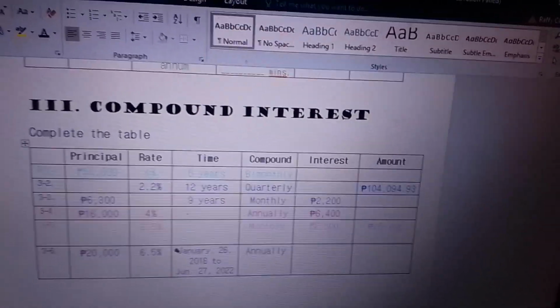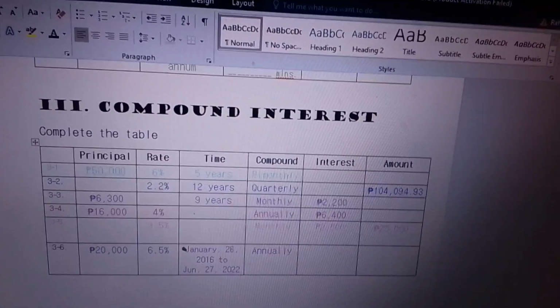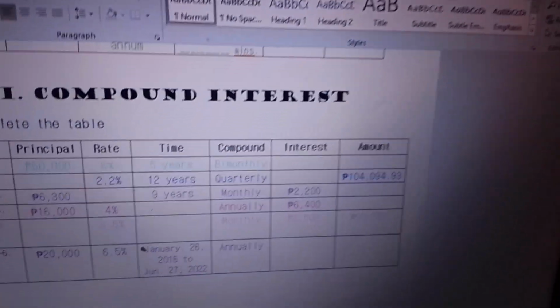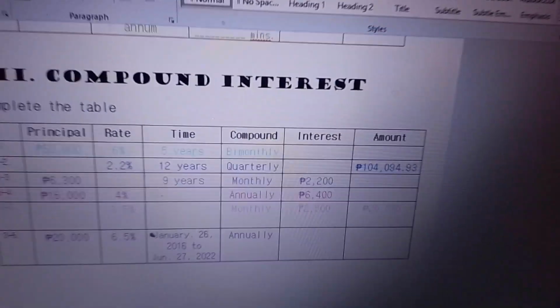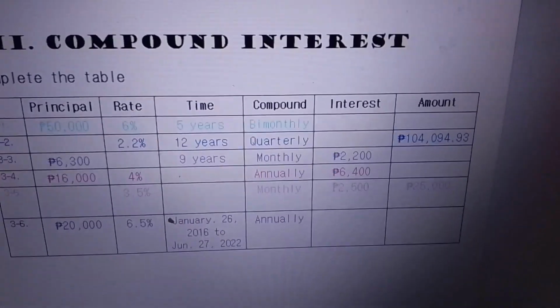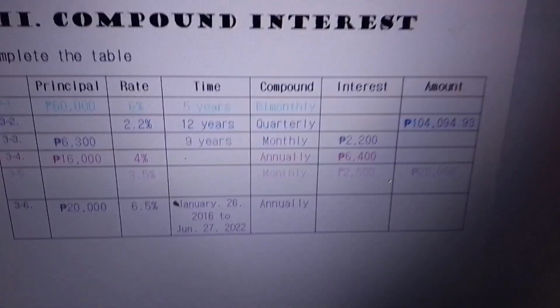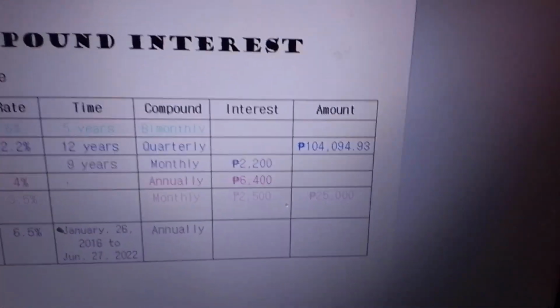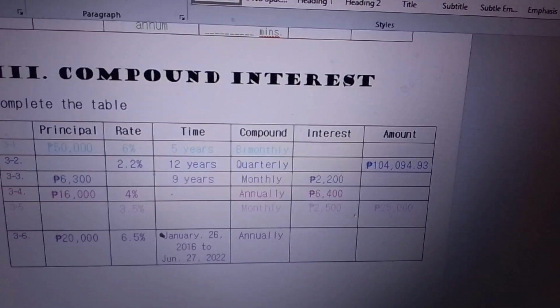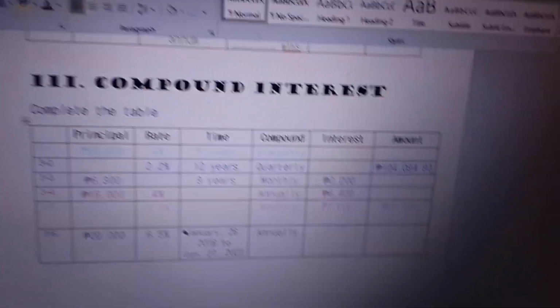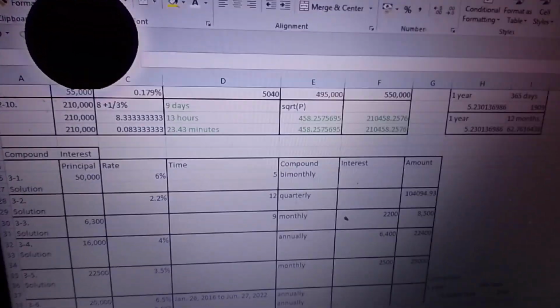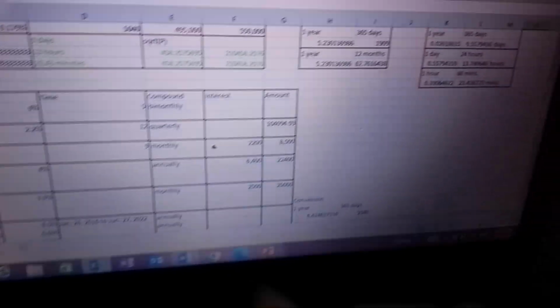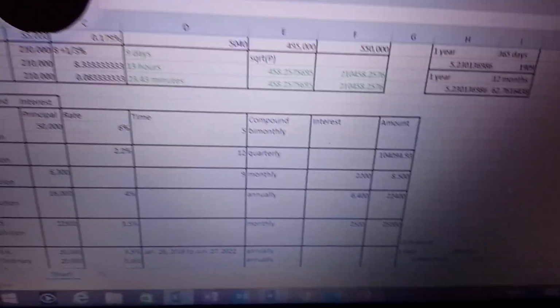In this situation, we're going to solve for the amount and the interest. So to solve it, remember last time in simple interest, P times R times T gives you the interest. Now, P times 1 plus the rate raised to the T power gives you the A. And then, to get the interest, it's A minus P. Very easy, right? Here's a solution sheet that I've done in Microsoft Excel, alright?